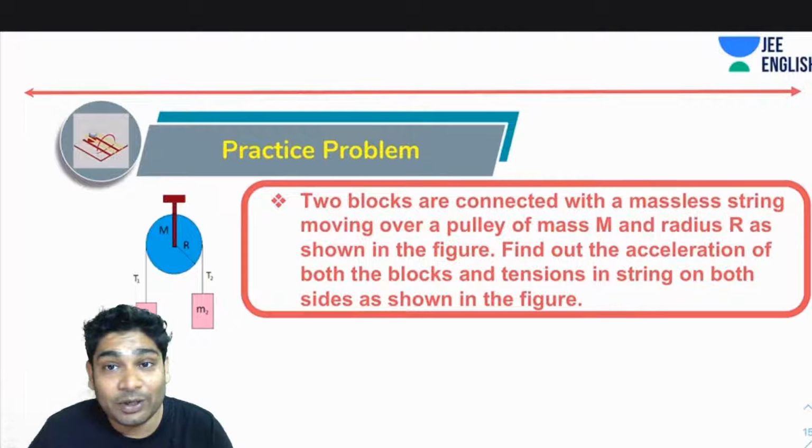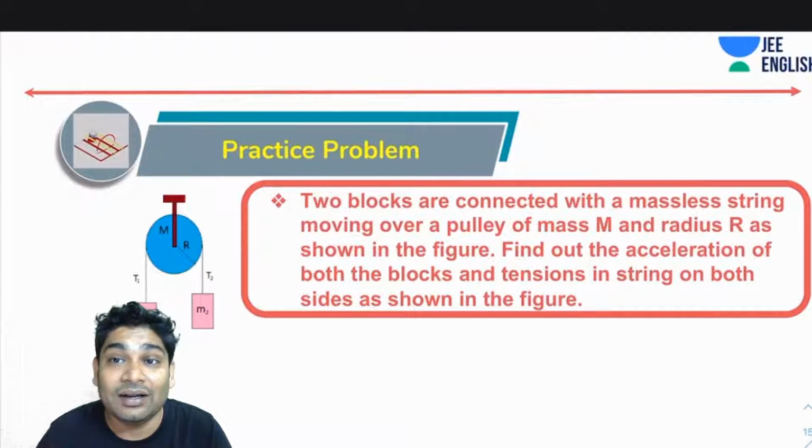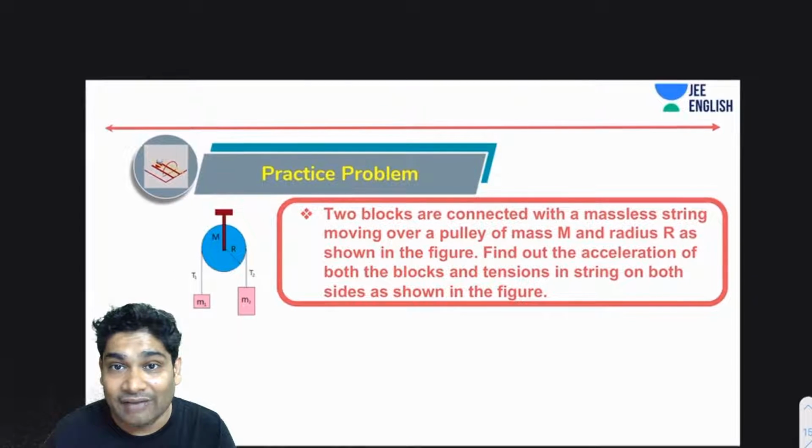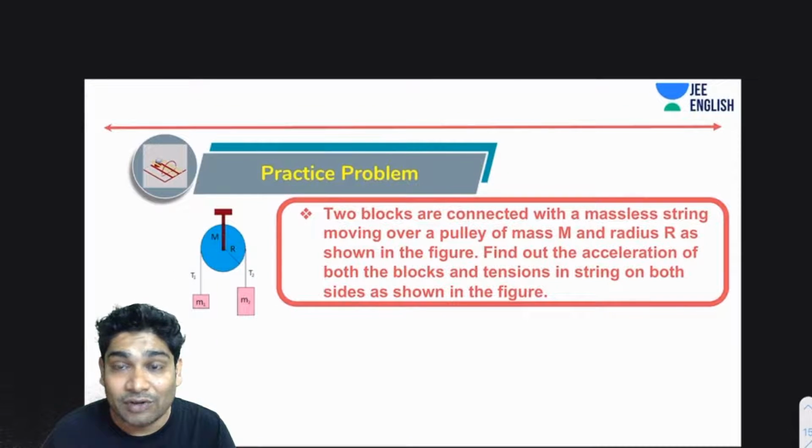Okay, so you've been told that two blocks are connected by a massless string moving over a pulley of mass capital M and radius capital R as shown in the figure. You have to find the acceleration of both the blocks and the tensions in the string of both these sides as shown in the figure. So here's your figure so that you can have a look at it properly. So you have to find the accelerations of both the masses and the tensions in the two strings.